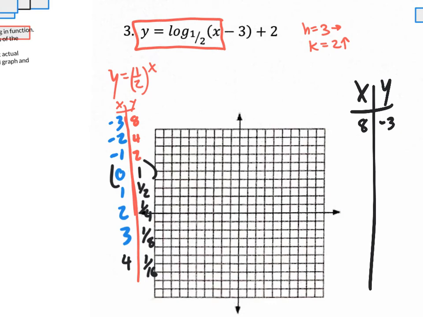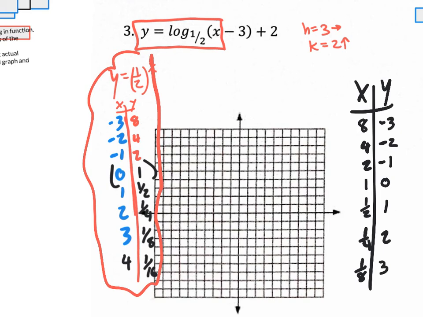Instead of -2, 4, it's 4, -2. Instead of -1, 2, it's 2, -1. Instead of 0, 1, it's 1, 0. Instead of 1, 1/2, it's 1/2 and 1. Instead of 2, 1/4, it's 1/4 and 2. Instead of 3 and 1/8, it's 1/8 and 3. So let's plot. By the way, once you get those coordinates, you don't need these anymore. You could just scratch them out.